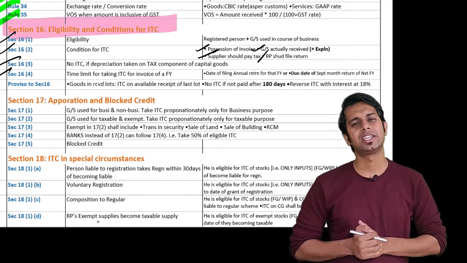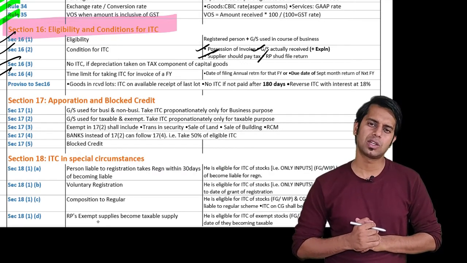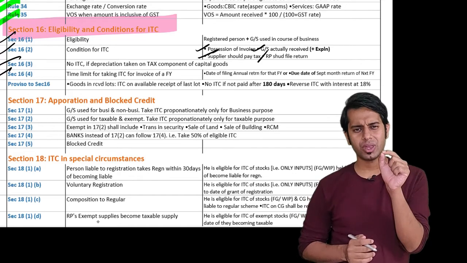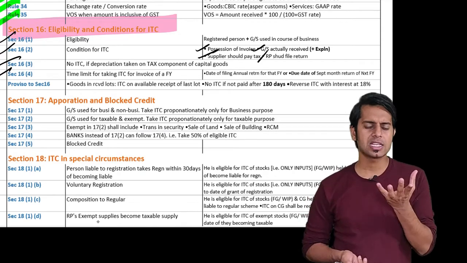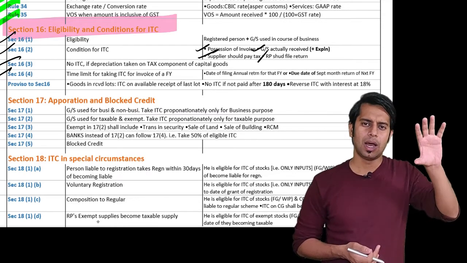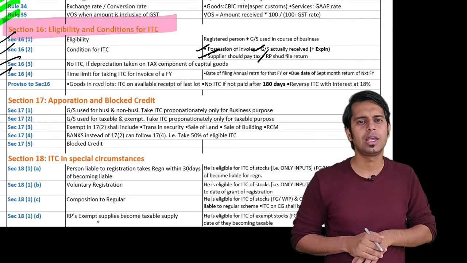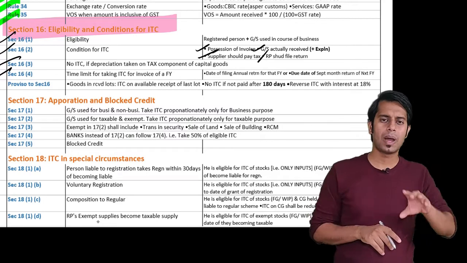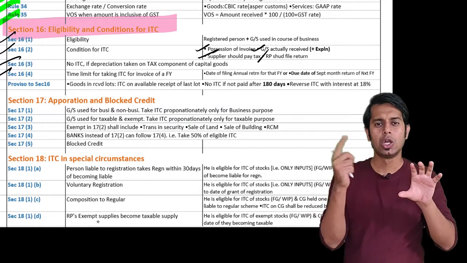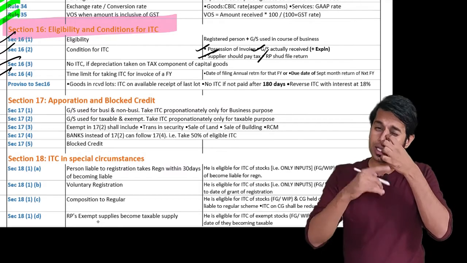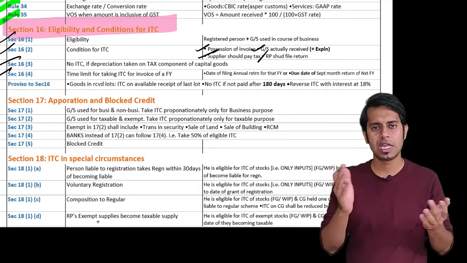Then section 16 subsection 4. Section 16 subsection 4 says what is the last date for taking input tax credit. The last date for taking input tax credit is two things: the date of filing annual return for that financial year, or due date of filing return for the September month of next financial year, whichever is earlier.